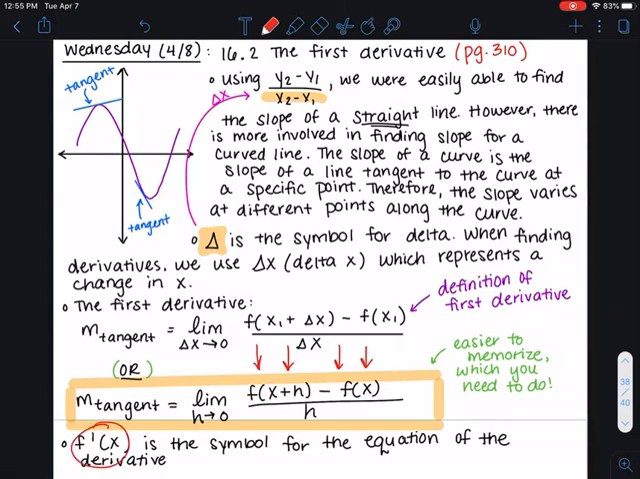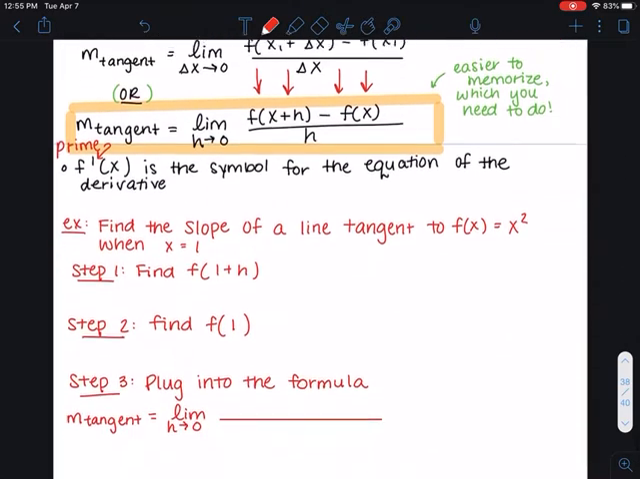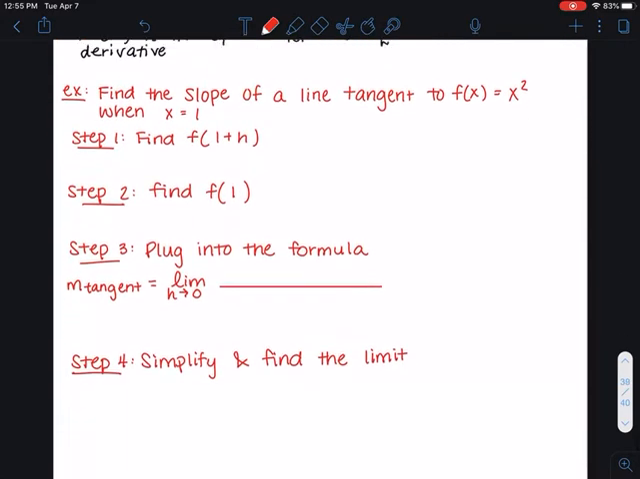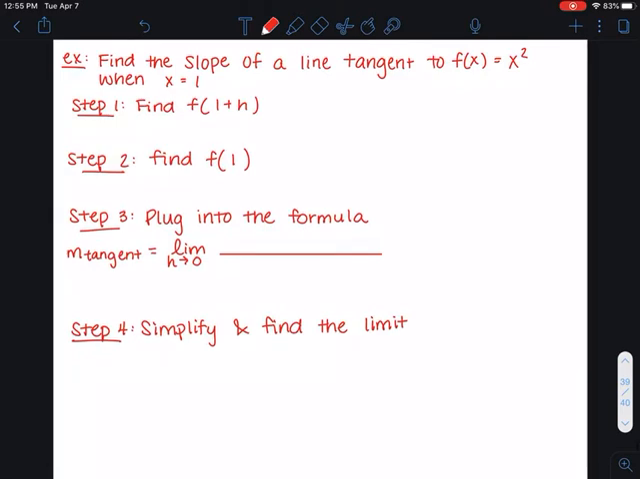And when we find the derivative, we know we have f of x. f prime of x is the symbol for the equation of the derivative. So when we find the derivative, instead of being f of x is equal to, it'll be f prime of x. This little line here means prime. Alright, so let's go ahead and look at an example.